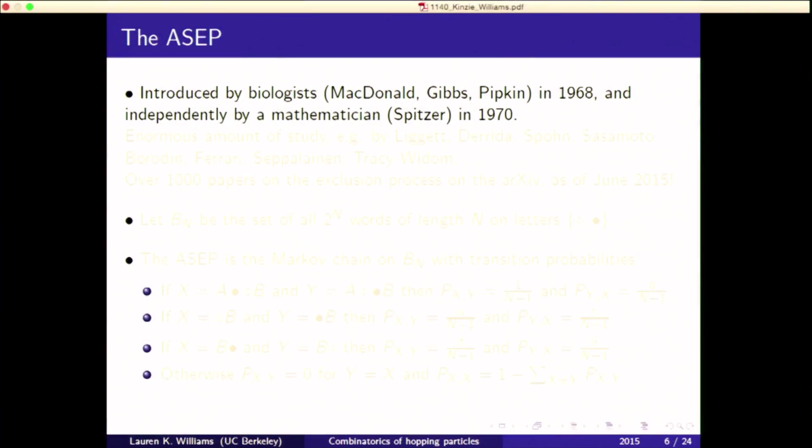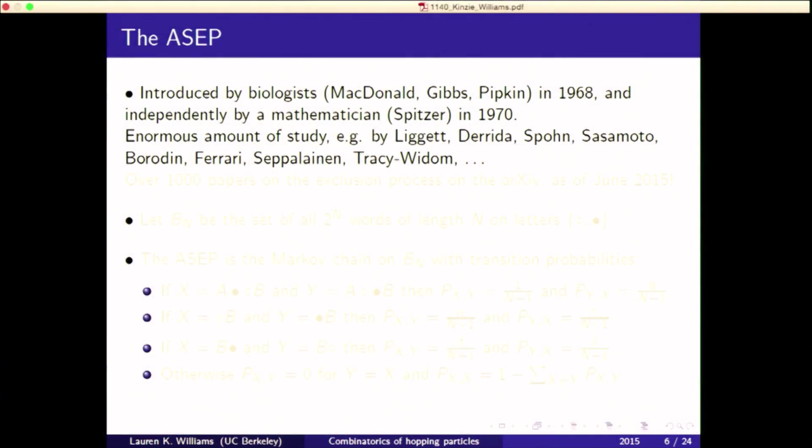Okay, so to back up, where did this model come from? It was actually introduced by biologists in 1968. They were trying to come up with a model for translation and protein synthesis. And more or less at the same time, it was introduced independently by a mathematician, Spitzer. There's been an enormous amount of study of this model by many people. This is a very incomplete list. Last time I checked, there were 1,000 papers on the exclusion process on the archive.